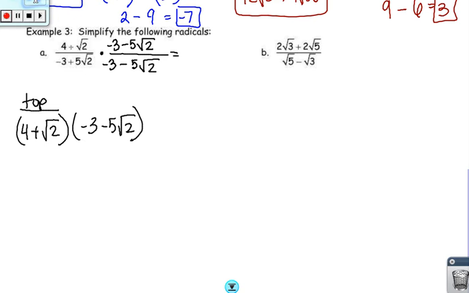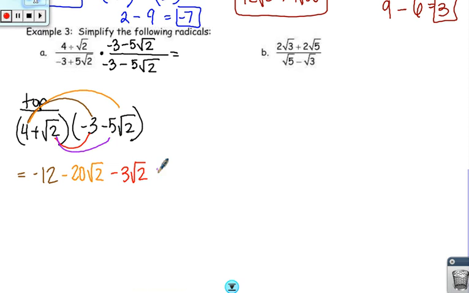We need to go distribute this. This is what we learned on our last video. So 4 times negative 3 is negative 12. 4 times negative 5 square root of 2 is negative 20 square root of 2. The square root of 2 times negative 3 is negative 3 square roots of 2. The square root of 2 times negative 5 square roots of 2 is negative 5 square roots of 4.